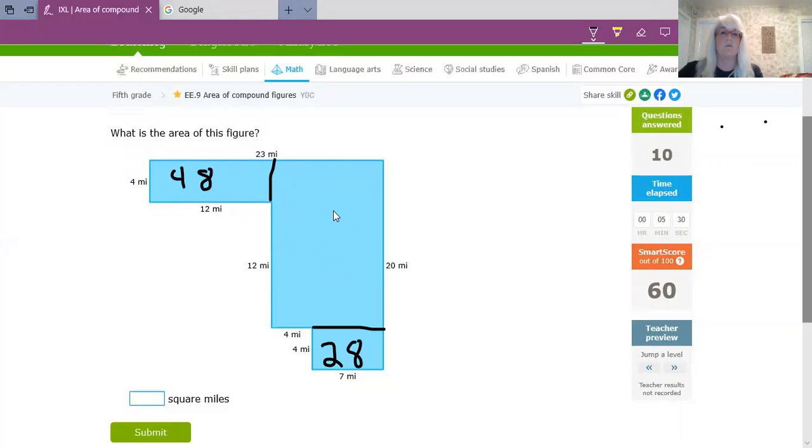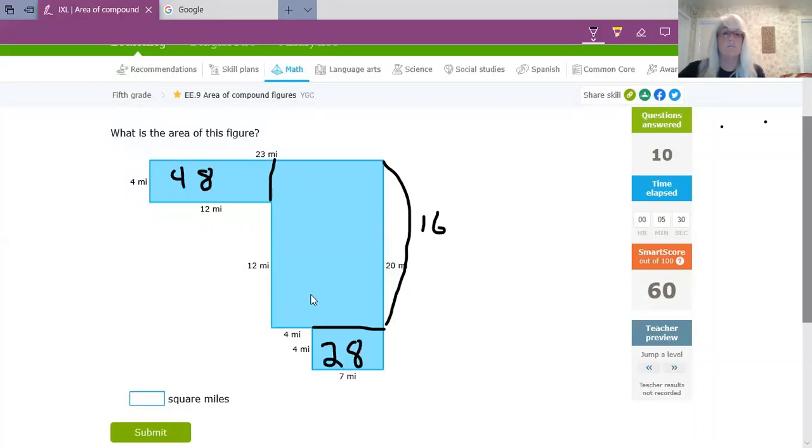Then I'm left with this large rectangle. Now be careful here, okay, because this entire side here is 20 miles. But my rectangle doesn't extend 20 miles because there's 4 miles here that are not included. So if I think of this as 20 and I subtract 4, then I would get this length right here at 16. And that's the length of the rectangle that I'm working with.